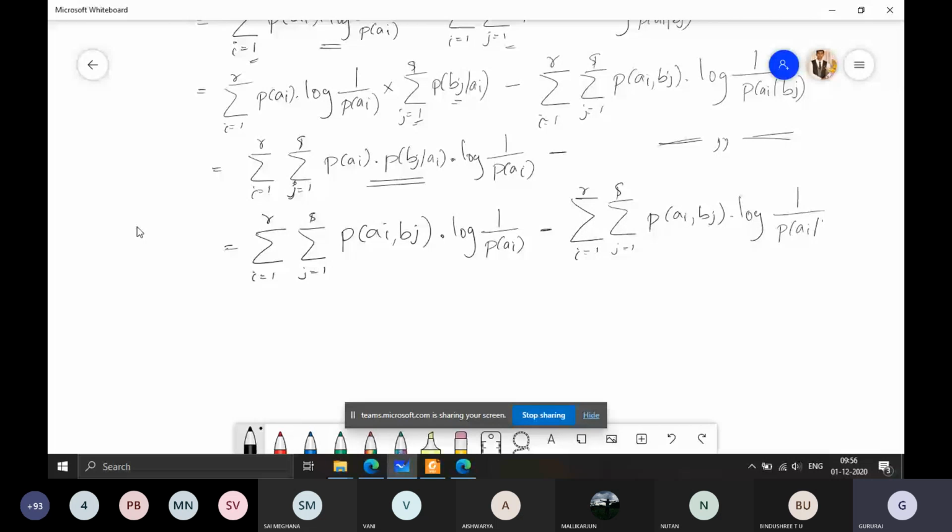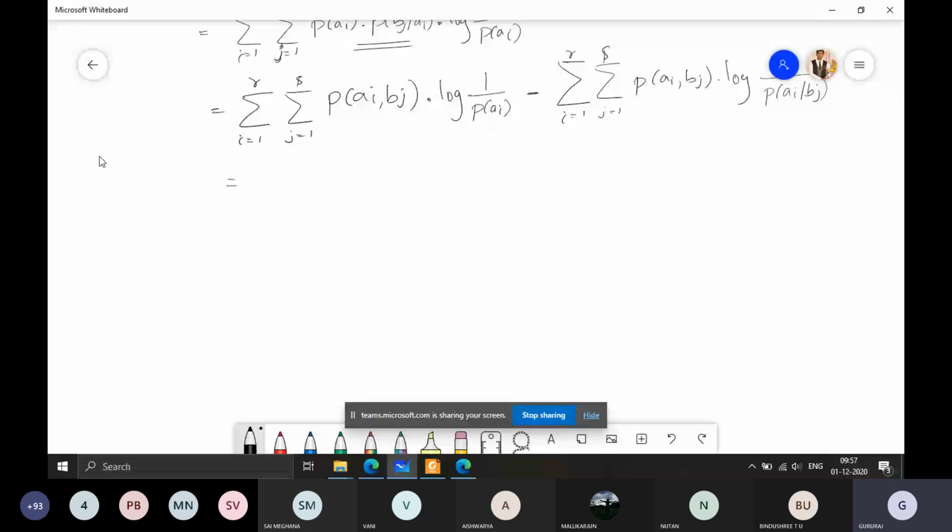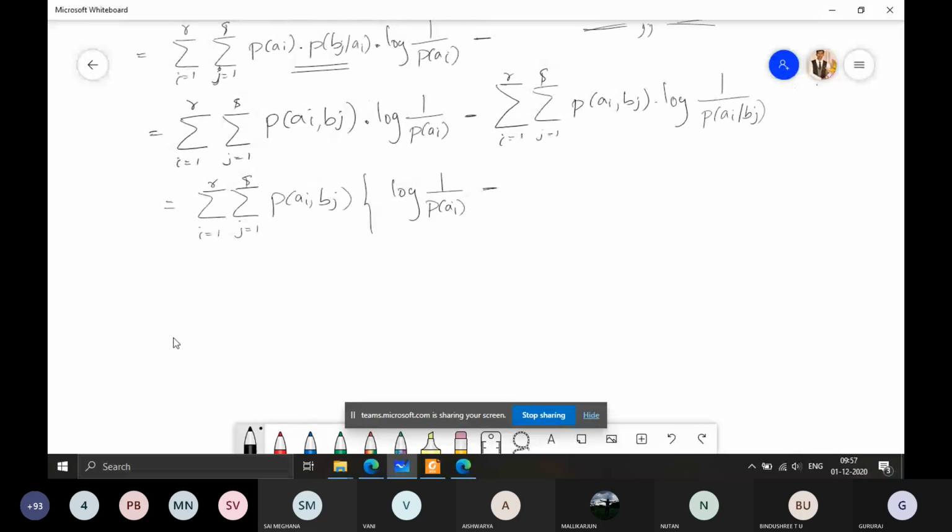What is common in these two terms? p(ai, bj). The common term is the summation i = 1 to r, summation j = 1 to s of p(ai, bj), into log 1/p(ai), which is the remaining term in the first term, minus what is the remaining term in the second term? Log 1/p(ai/bj).